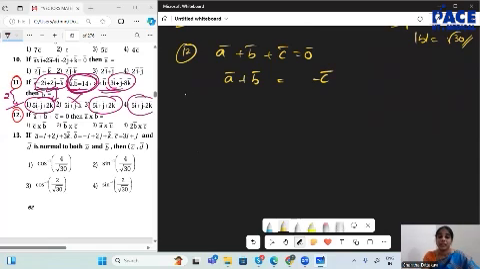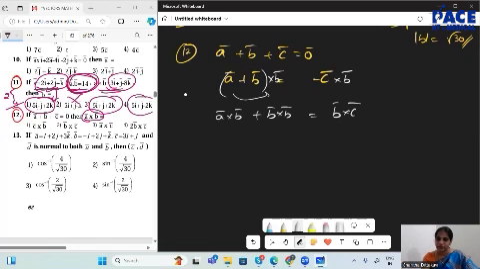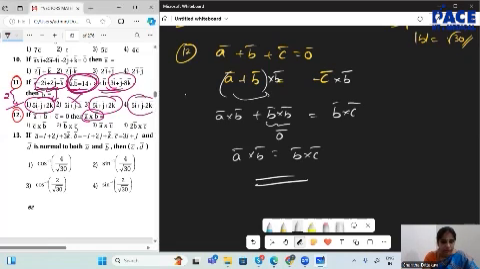Now I need A cross B. Hence, can I just take cross B on both sides, and expand this? So this is nothing but A cross B plus B cross B, which is equal to minus C cross B, same as writing B cross C. Yes or no? Now B cross B is anyhow a zero vector. So hence I got A cross B is the same as B cross C. This is so simple, isn't it?